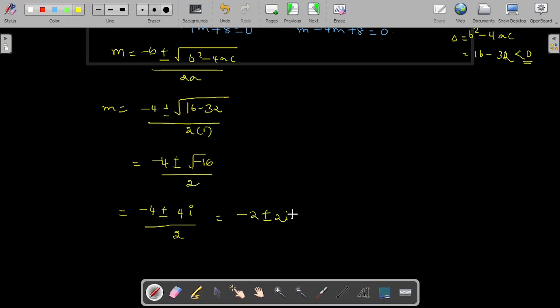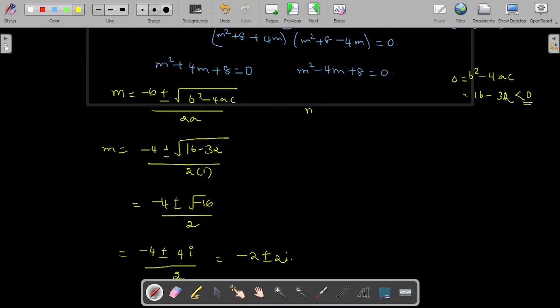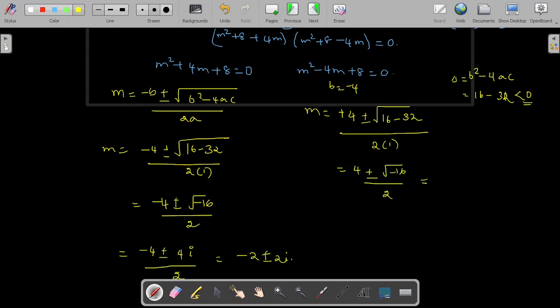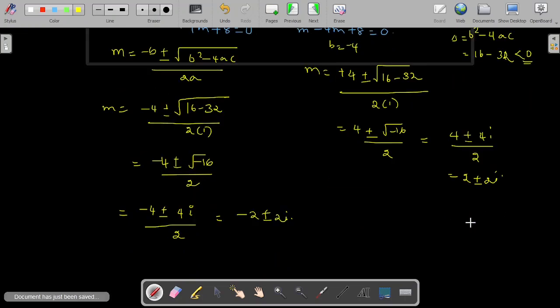Similarly, the roots of this factor: minus of minus 4, which is plus 4. Here b equal to minus 4 now, plus or minus square root of 16 minus, this is same, 4ac is 32, divided by 2 into 1. So 4 plus or minus square root of minus 16 by 2, this is equal to 4 plus or minus 4 into i by 2, which is 2 plus or minus 2i. Therefore, it has all complex roots now.